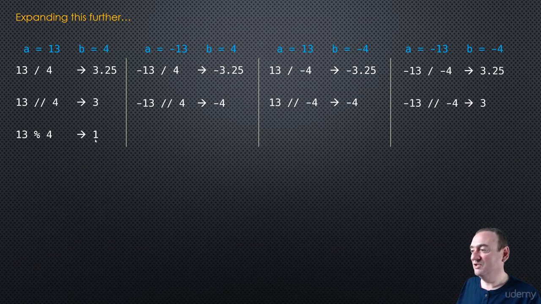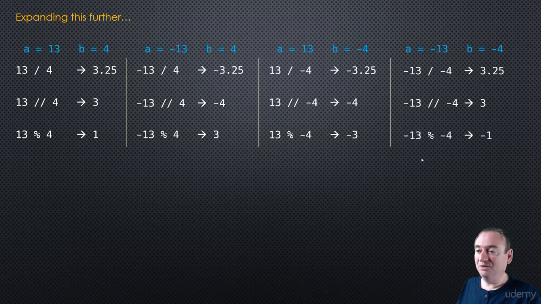Now let's look, however, how the mods are affected. Well, 13 mod 4 is 1. Minus 13 mod 4 is actually 3. And we'll see that when we check the equation. 13 mod negative 4 is negative 3. So you'll notice how this mod is basically carrying the sign of the second portion here, right? Of the denominator, if you want to think of it as a fraction. So 13 mod negative 4 is negative 3. And here's another interesting one. Minus 13 mod negative 4 is negative 1. It's carrying the sign of this second one here.